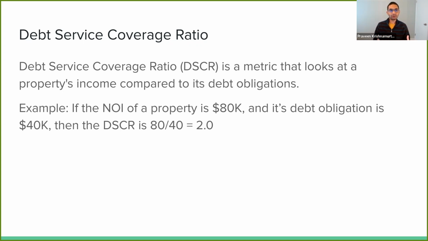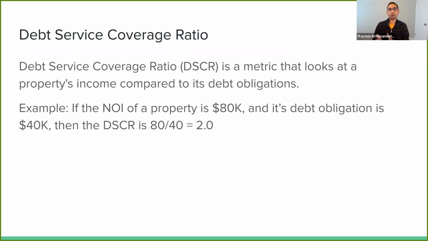Let's go back to this concept of debt service coverage ratio. It is a metric that looks at a property's income compared to its debt obligations, which is the financing cost. For example, if a property has an NOI of 80,000 and your debt obligation, or the mortgage payments that you make, is 40,000, then the DSCR of this particular property is 2.0. Of course, the higher, the better. It indicates how much cushion you have to make mortgage payments.